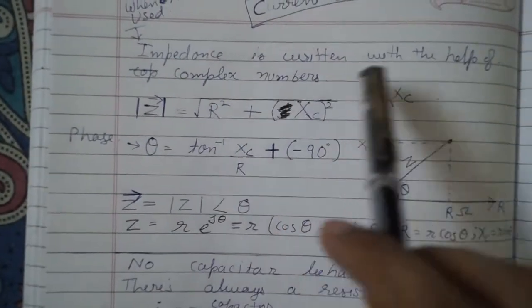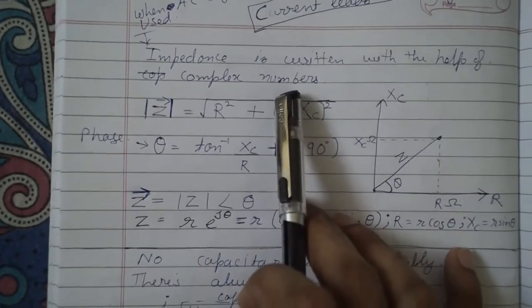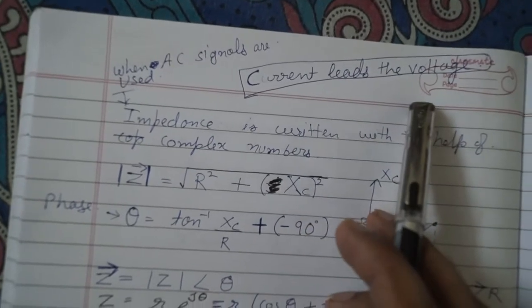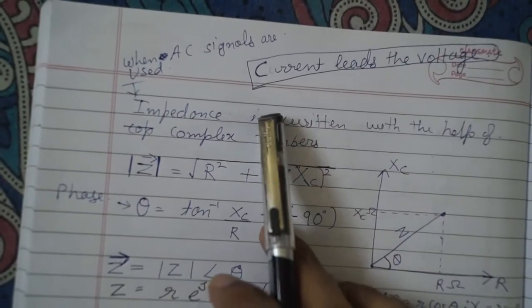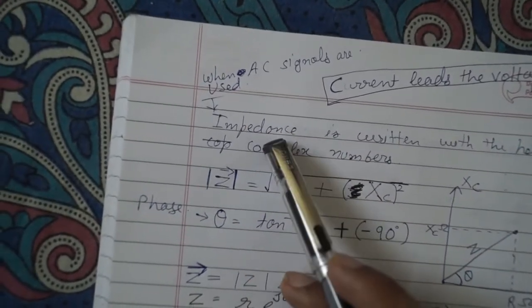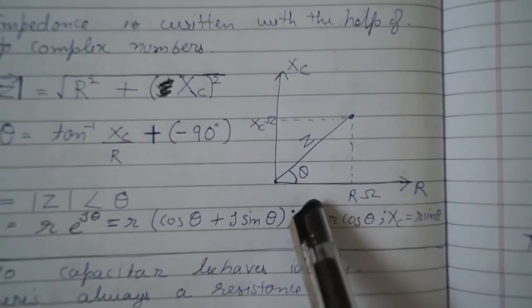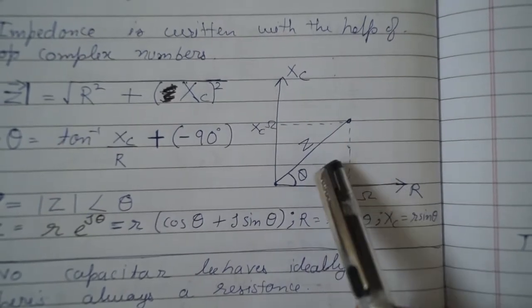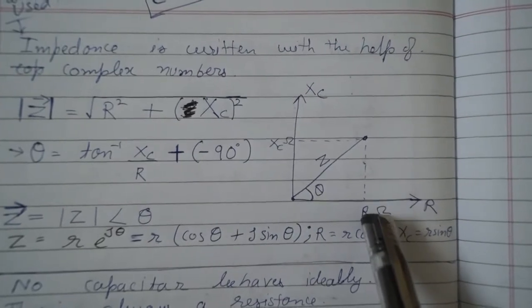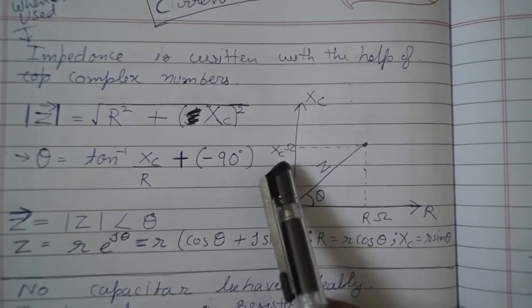Then after that, the impedance is written with the help of complex numbers. In a capacitor, current leads the voltage. ICE: current leads the voltage. When we talk about AC signals, we are talking about reactance and impedance. So what is impedance? Impedance is nothing but the sum of the resistance component and the reactance component.